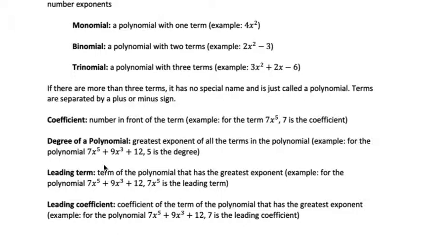The leading term is the term that has the greatest exponent. So for the same example, the leading term would be 7x to the fifth. So the leading term is the whole term, the degree is just the power itself that's the greatest power. And then the leading coefficient is the coefficient of the term that has the greatest exponent. So for this same example, 7x to the fifth, 5 is the greatest exponent and the number in front there is 7, so 7 would be the leading coefficient.